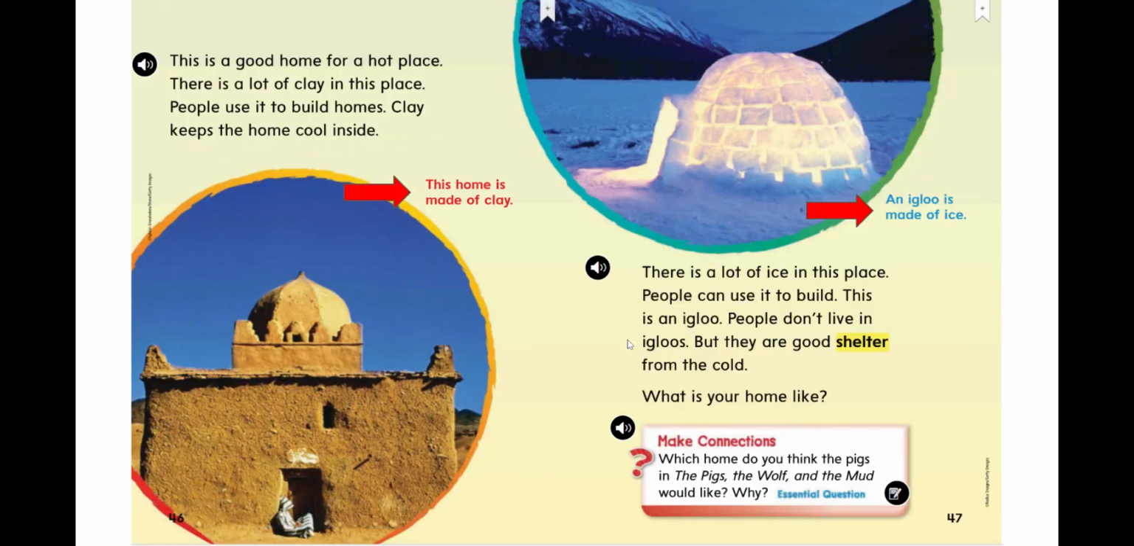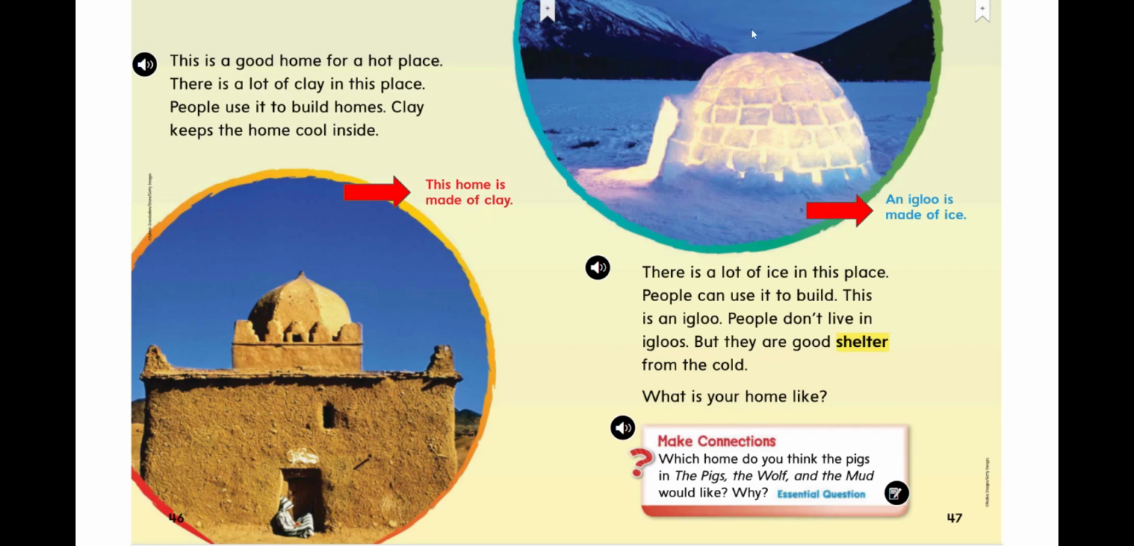Ooh, look at this next house. Let's read the text first. This is a good home for a hot place. There is a lot of clay in this place. People use it to build homes. Clay keeps the home cool inside. If I want to find out more about this picture, what should I look at? If you said caption, you're right. Let's read the caption. This home is made of clay.